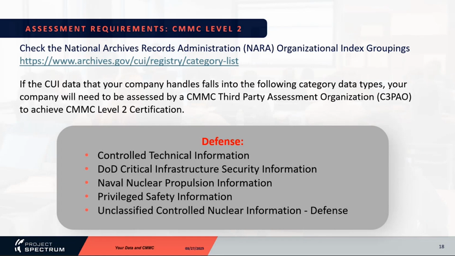When it comes to defense, it's controlled technical information, DoD critical infrastructure security information, naval nuclear propulsion information, privileged safety information, and unclassified controlled nuclear information under the category of defense. Again, all of these categories are there. If you have information that falls under any of these categories, this is when you need to take the CMMC level 2 split that goes for the prioritized side, and you need to get that certified third-party assessment.